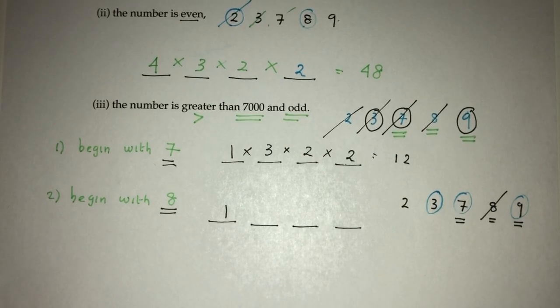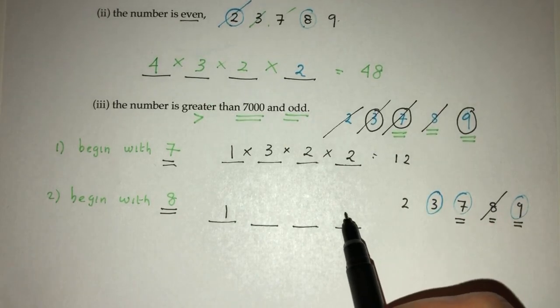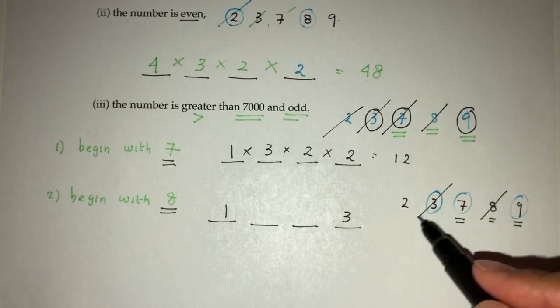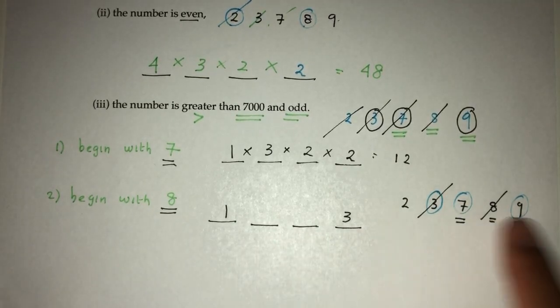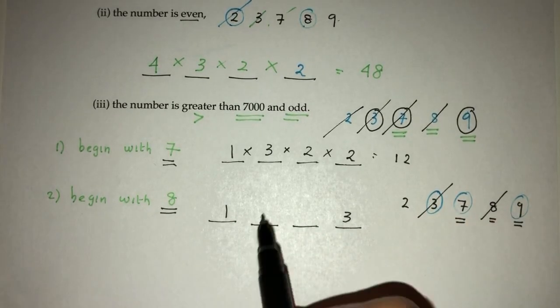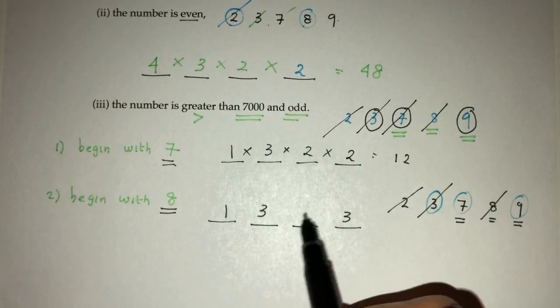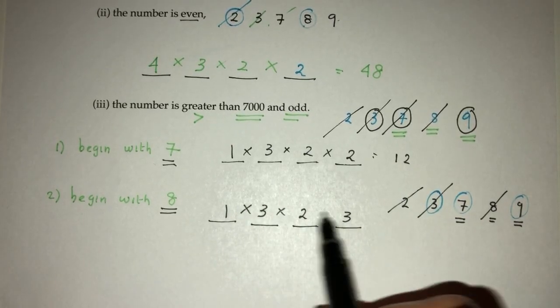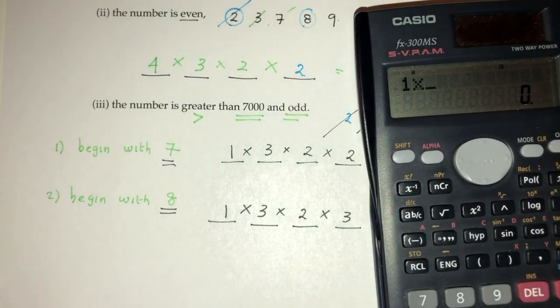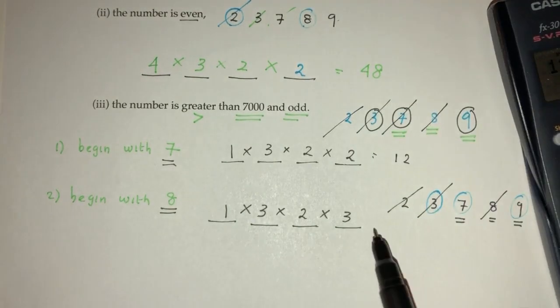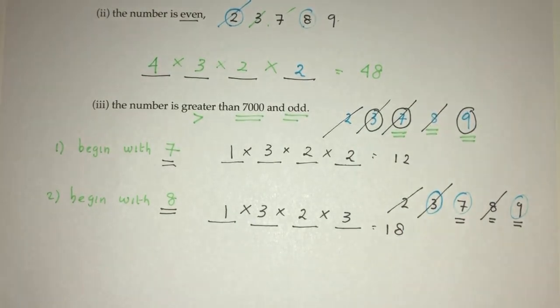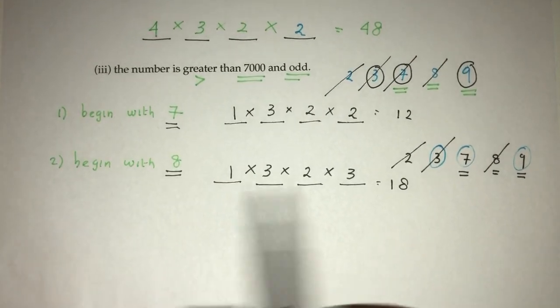Now it needs to be odd. We have 3 options now of ending the number for it to be odd. Let's say we choose 3. Now for these 2 numbers, we can choose anything. We have 1, 2, 3 numbers remaining, so 3 options. Then we have 2 options. That will be 1 times 3 times 2 times 3. That will be 18. And finally, we have option number 3.